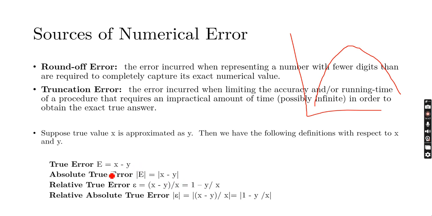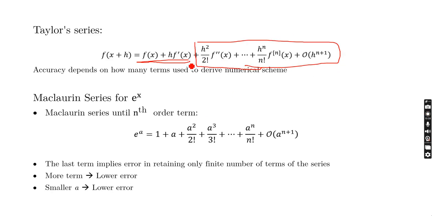And relative error is how much is my error compared to the original or the true value. So I just divide the true error with the true value and I get the relative true error. And similarly, if I take the absolute of relative true error, I get the relative absolute true error. So we will be looking at some of these terms to see how, in this Taylor series, these errors change with the number of terms and these h values. Fine.